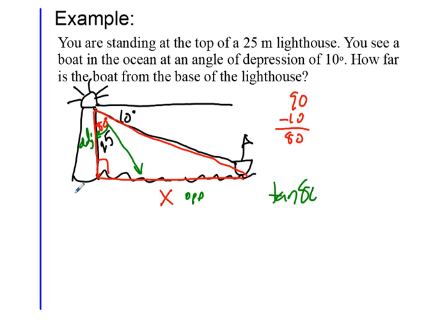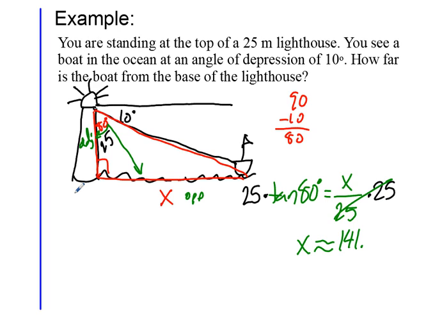Tangent of 80 degrees is equal to x over 25. It says divide by 25, so let's multiply by 25 on both of our sides of our equation. So my x will be approximately what 25 times tangent 80 is. Comes out to approximately 141.78 meters from the lighthouse.